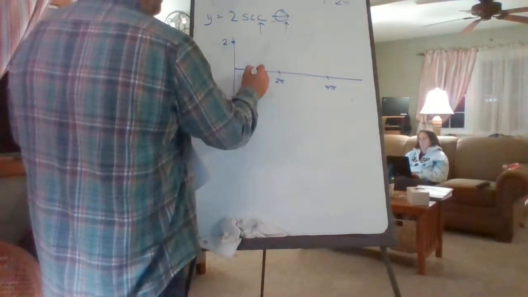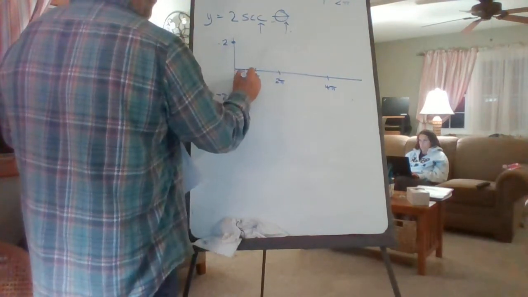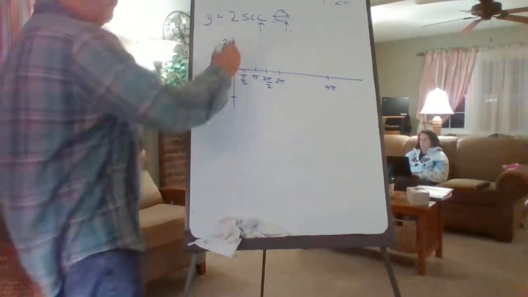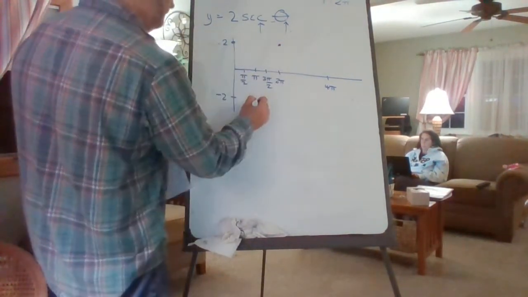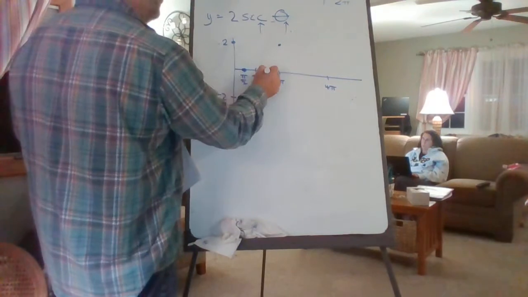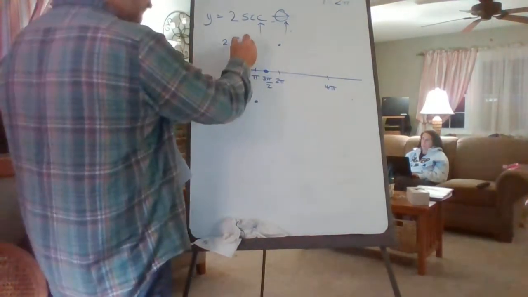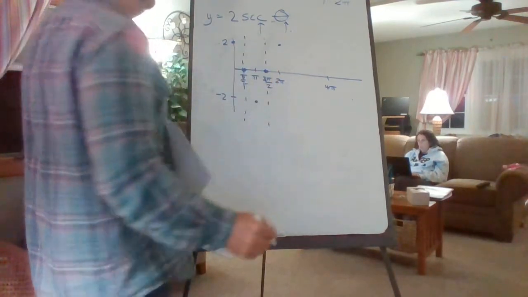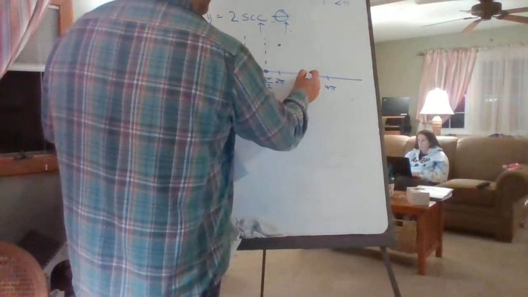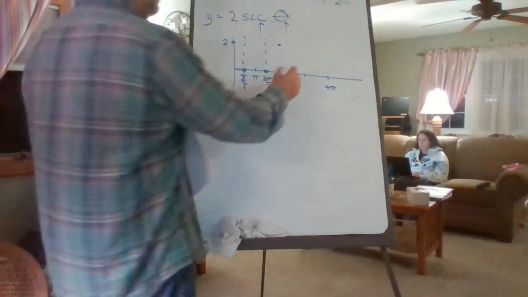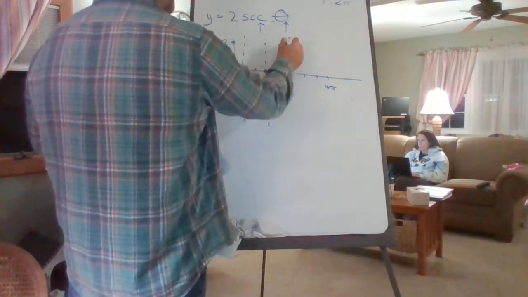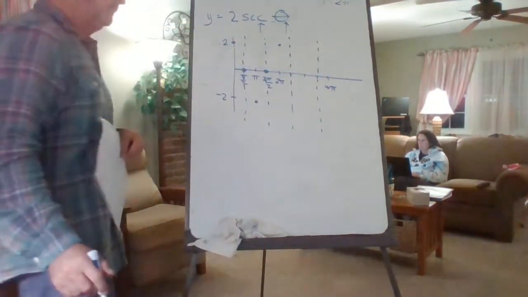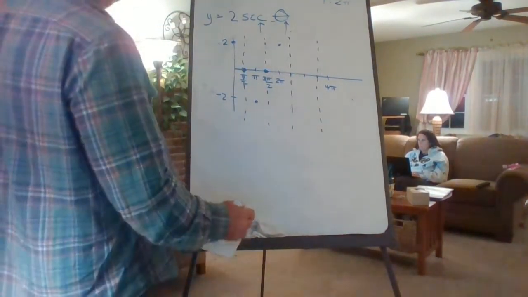Halfway to 2 pi, like it was in the last one, was pi. Pi over 2, 3 pi over 2. Maximum, maximum, minimum, zeros. Asymptote. That's the halfway point. That's a quarter point. That's a quarter point. Asymptote. If you want to try to draw it without the original cosine, I wouldn't recommend it, but there you go.